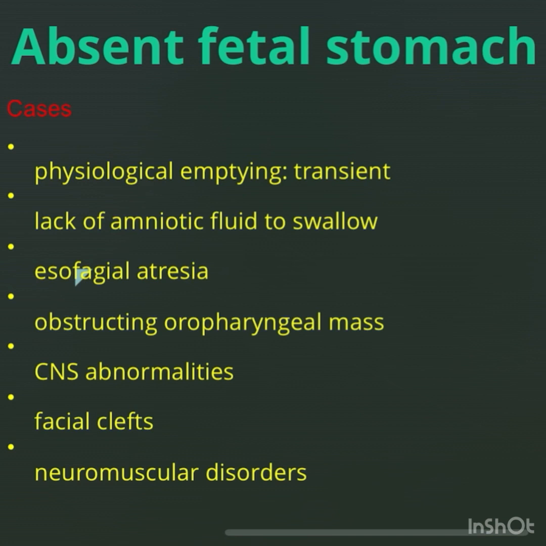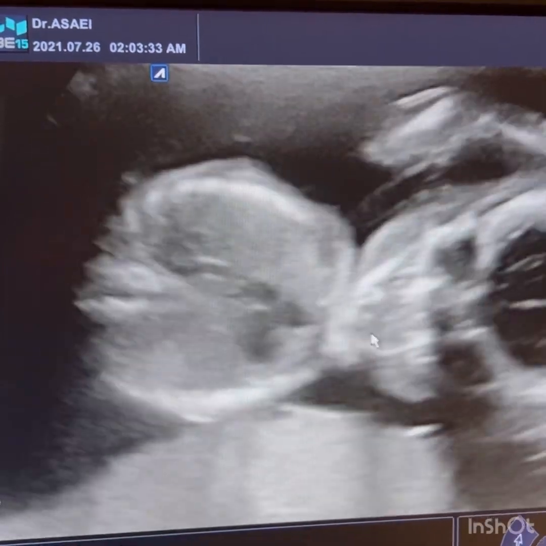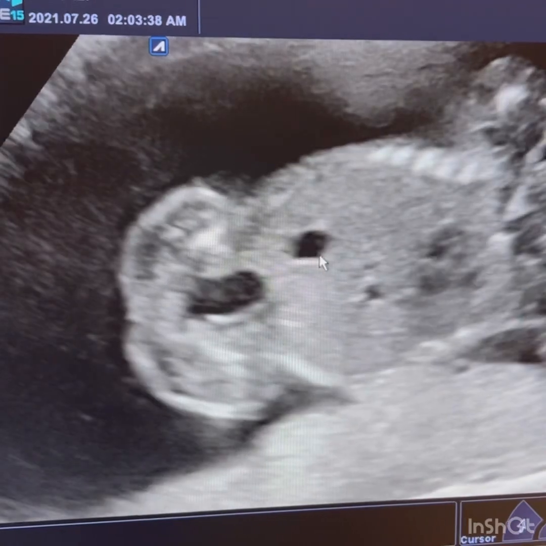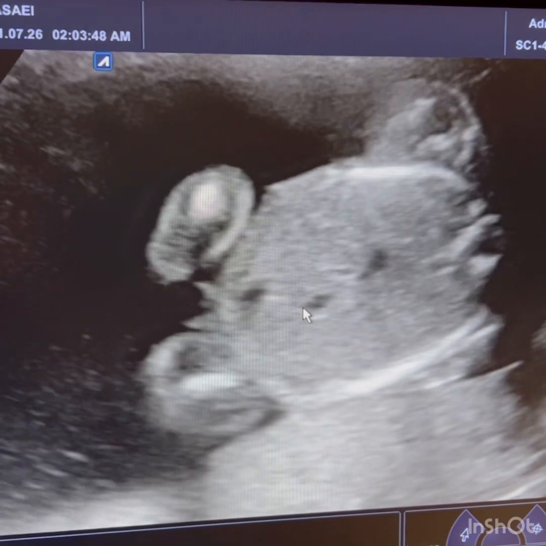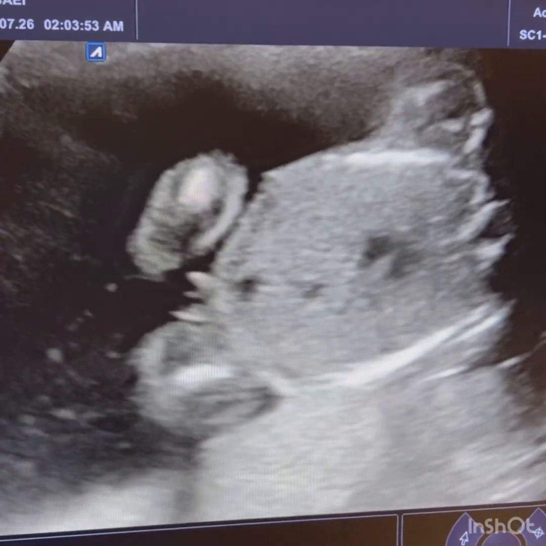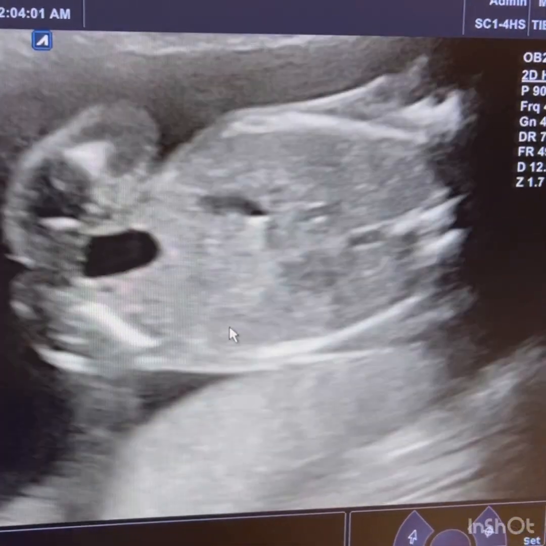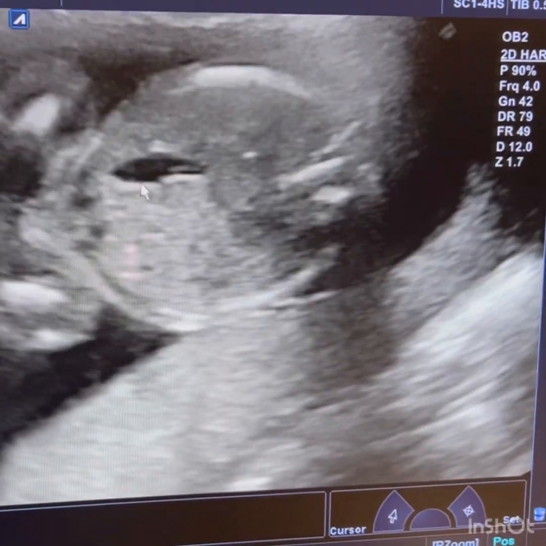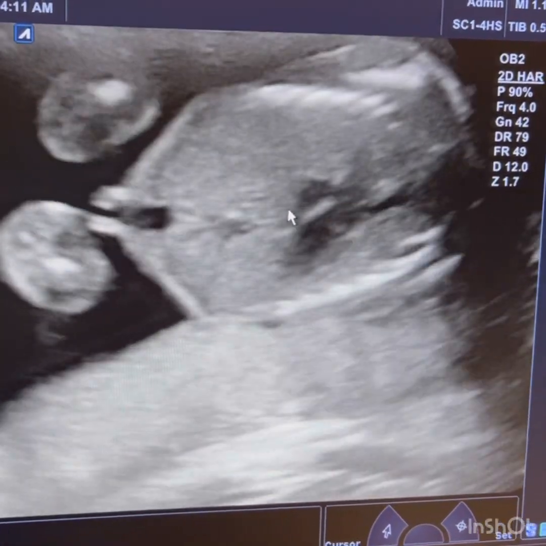Now let's review a fetus with absent stomach. We can see the face of the fetus, we can see the heart, and here is the gallbladder and the urinary bladder is here. We can also see the umbilical vein and its flow in color Doppler sonography. So according to our previous discussions, we can see the gallbladder more anterior and far away from the right hemidiaphragm.